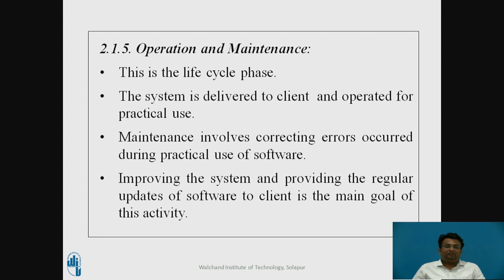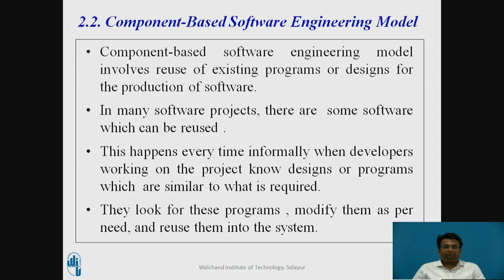Operation and maintenance. Now this is a life cycle phase. The system is delivered to the client and operated for practical use. Maintenance involves correcting the errors which occur during the practical use of the software. Improving the software and providing regular updates of the software to the client is the main goal of this activity. The next model is the component-based software engineering model.